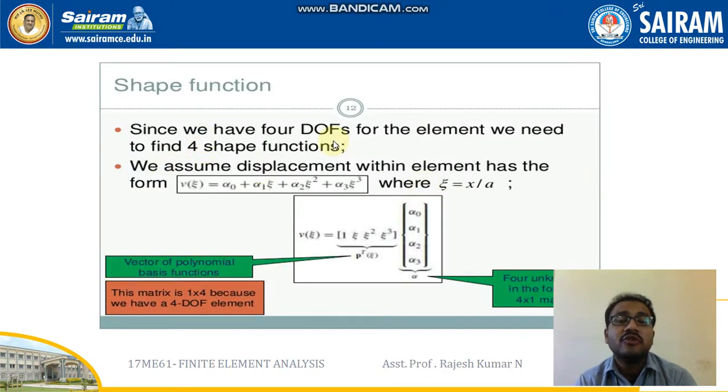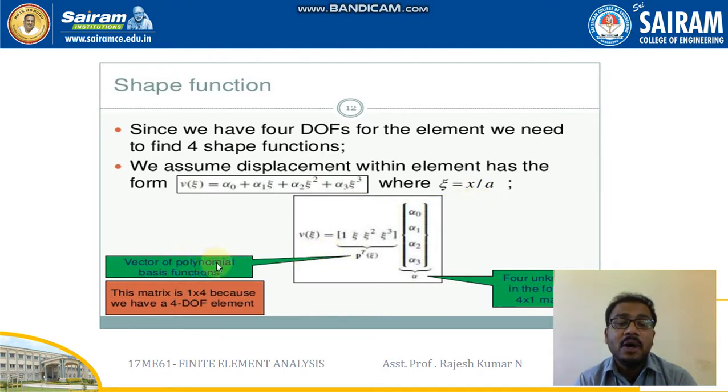Since we have 4 degrees of freedom for the element, we need to find 4 shape functions. We assume the displacement within the element has the following form. Since we have 4 nodal degrees of freedom, we always know how to write the shape function equation. So 4 degrees of freedom means I will be writing 4 constants with the corresponding coordinates. Since it is natural coordinates, I will be using polynomial coefficients, which I define as alpha 0, alpha 1, alpha 2 and alpha 3. If you are not comfortable with alpha, go with a0, a1, a2, a3, which we followed for the previous derivations. And here, instead of x, I will be going with zeta square and zeta cube, where zeta is nothing but x by a, as we discussed in the previous slide.